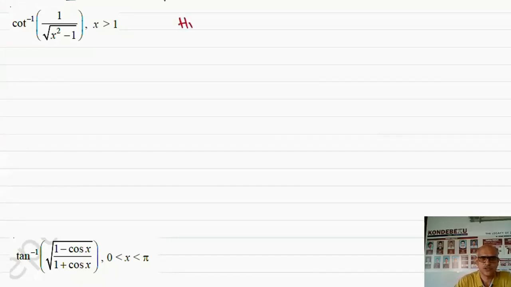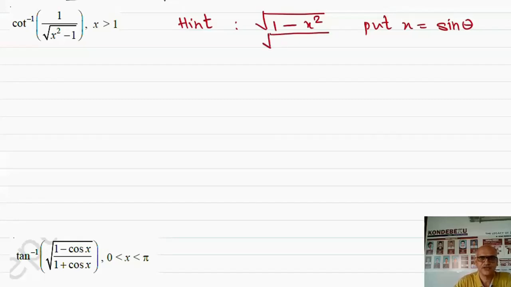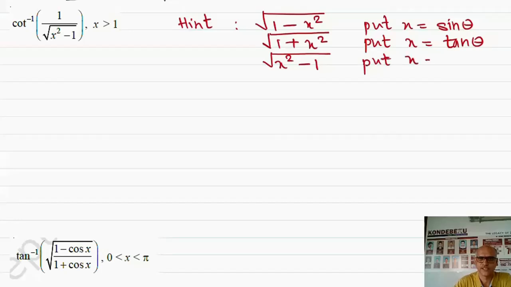Suppose in the root you are having 1 minus x square, put x equal to sine theta. Suppose in the root you are having 1 plus x square, put x equal to tan theta. If you are having in the root x square minus 1, put x equal to secant theta.